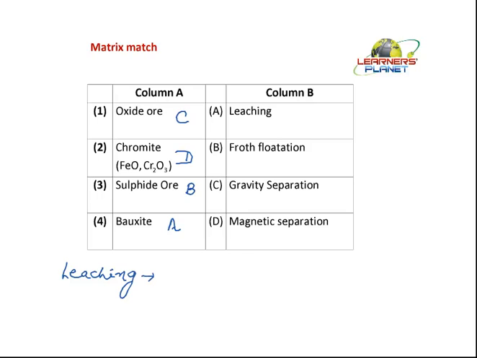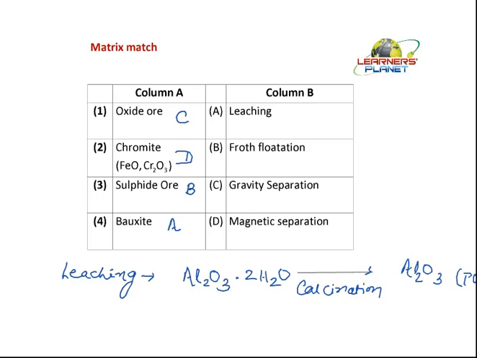Now in this, what happens is that your bauxite, that is Al2O3·2H2O, is first calcinated. Now students, after calcination, what is going to happen? After calcination, the water molecule will be released and I'll get Al2O3, that is porous ore. So this Al2O3 is porous.